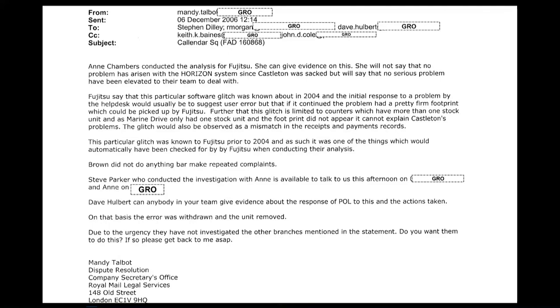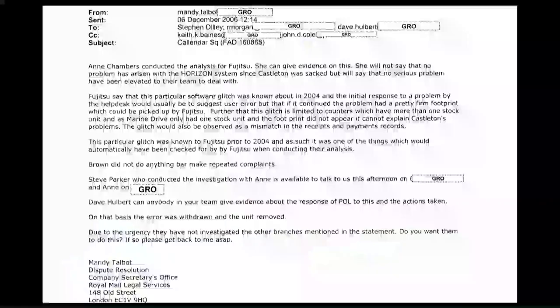Fujitsu say that this particular software glitch was known about in 2004, and the initial response to a problem by the help desk would usually be to suggest user error. Is that correct? The initial response of the help desk was usually to suggest user error. I don't know what the help desk was saying to the sub-postmasters on this issue, unfortunately. But if it continued, the problem had a pretty firm footprint, which could be picked up by Fujitsu. Further, this glitch is limited to counters which have more than one stock unit. And as Marine Drive had only one stock unit and the footprint did not appear, it can't explain Castleton's problems.